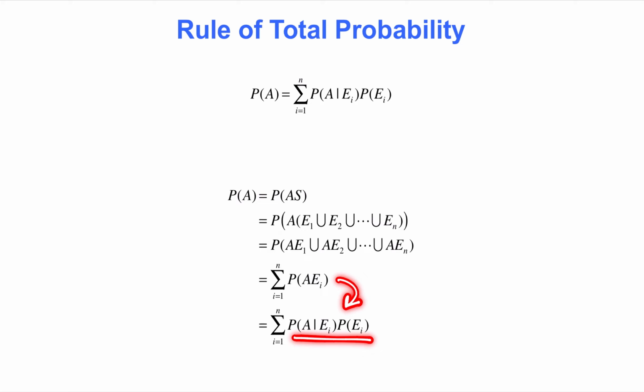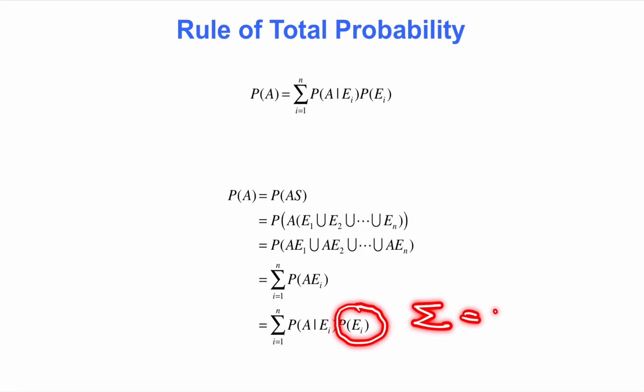It is important to remember that the events E_i must be mutually exclusive and collectively exhaustive before you can apply this rule of probability. Another way to say that is to demand that the sum of the probability of all events E_i must add up to 1.